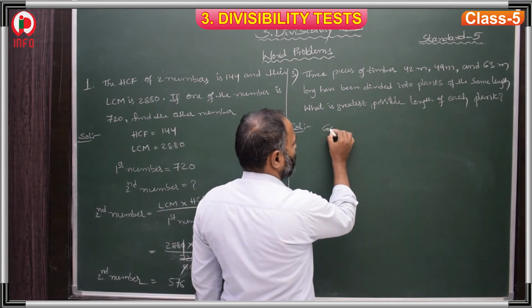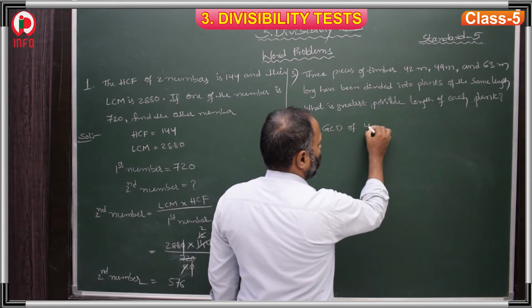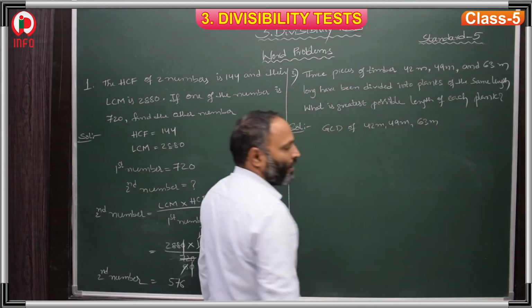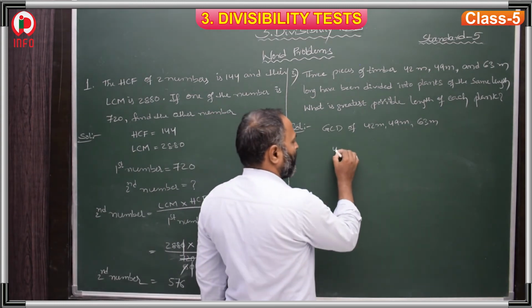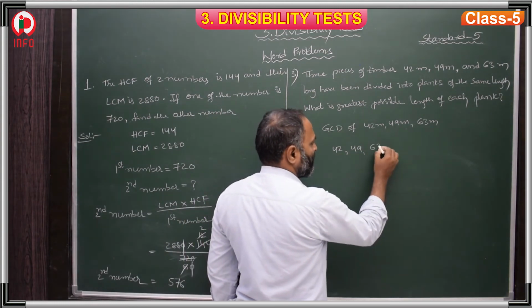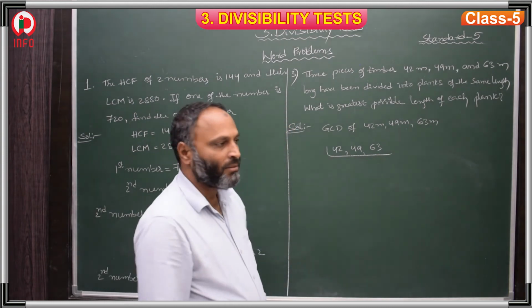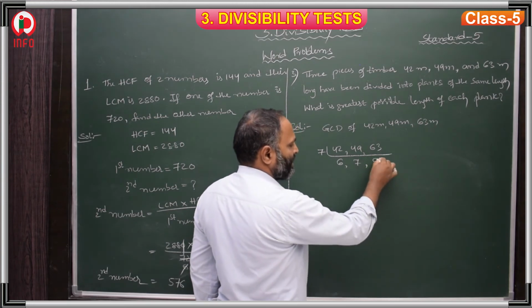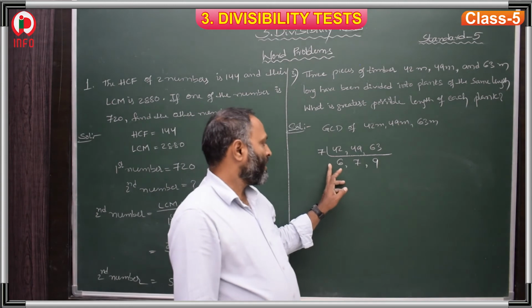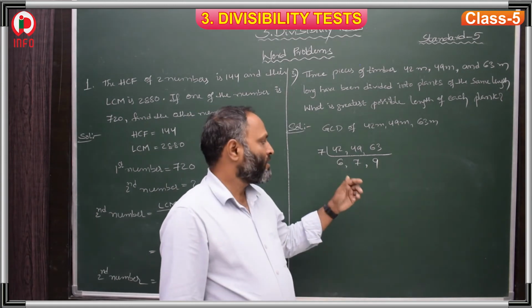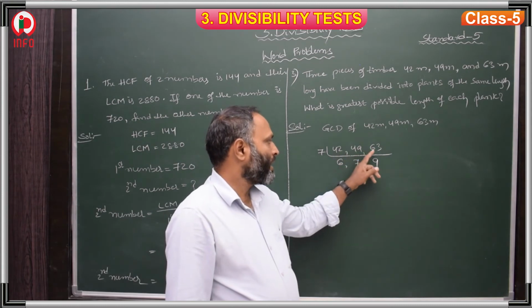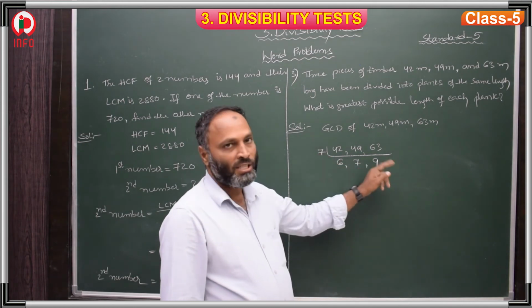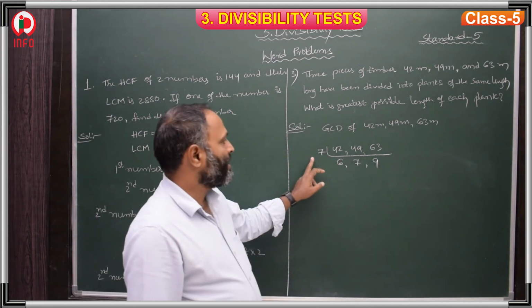First, the GCD of 42 meters, 49 meters, 63 meters. How to find it? Use the short division method. 42, 49, 63. These 3 cancel in the 7 table. 7 6s are 42, 7 7s are 49, 7 9s are 63. After that, these 3 numbers do not cancel in the same table. Only in the 7 table, not any other. So this is the common table in which these 3 get cancelled, so that is the GCD.